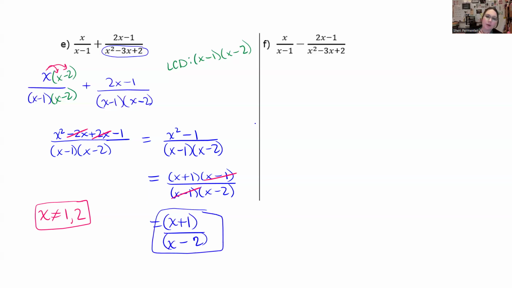We have one more problem that we're going to do together. What is the only difference between this problem and this problem? The sign. So we already know we've got to factor this. So I can go ahead and do that. And I already know what my lowest common denominator is going to be because I already did the problem on the left. That's still the same.